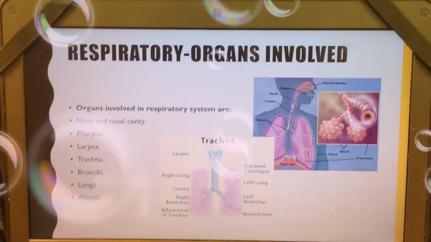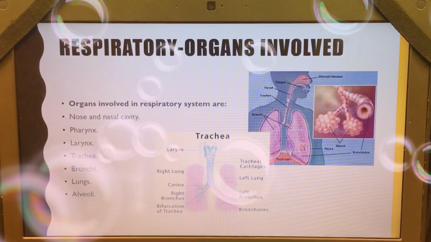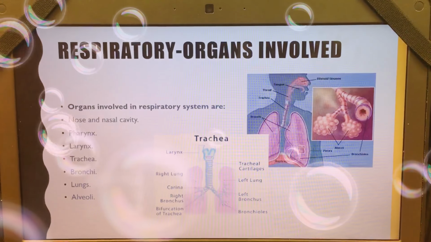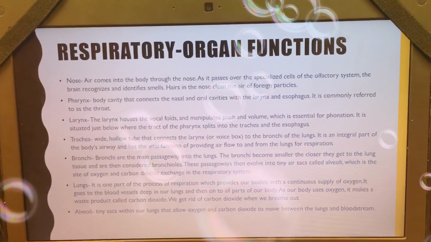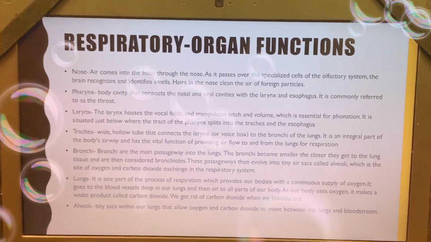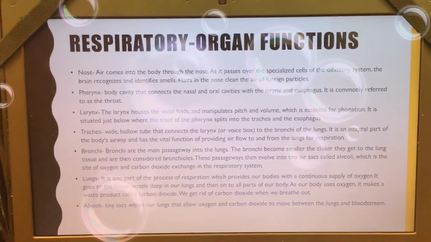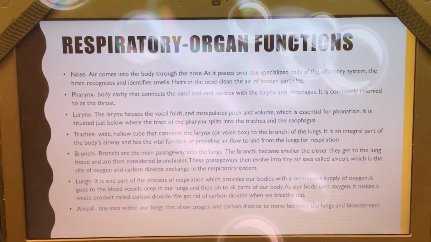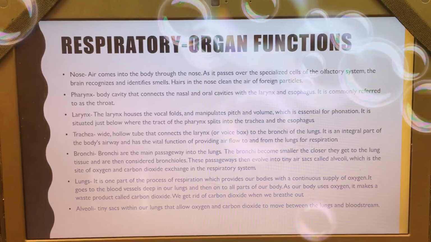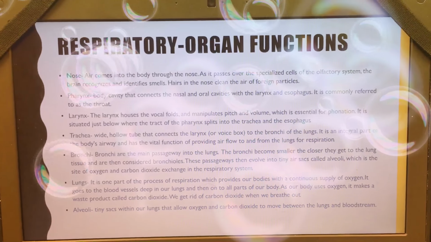There's the respiratory system and the organs involved: nose and nasal cavity, pharynx, larynx, trachea, bronchi, lungs, and alveoli. Some of the definitions of these organ functions. Everybody's familiar with the nose. The pharynx is a body cavity that connects to the nasal and oral cavities with the larynx and esophagus. It is commonly referred to as the throat.